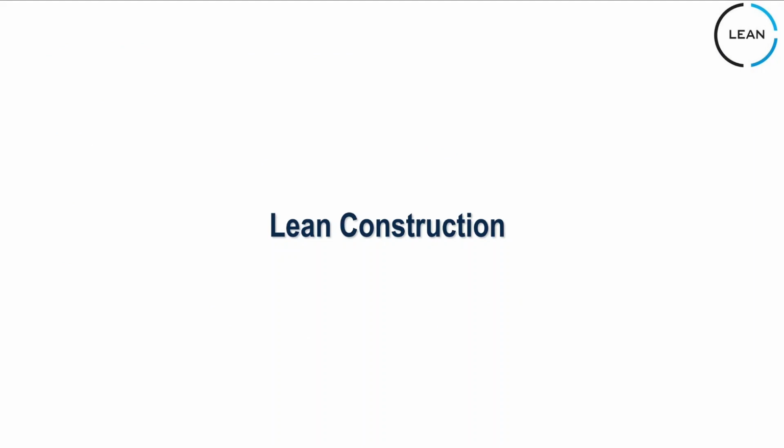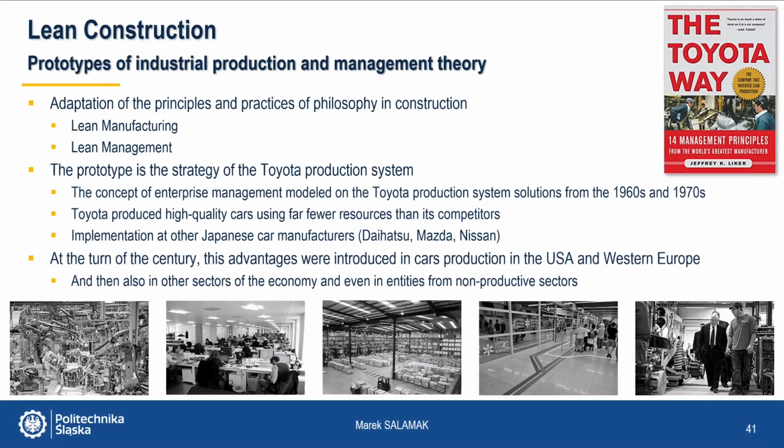We will now jump to issues related to the management of construction processes. First, there will be lean construction. Lean construction is the adaptation of lean manufacturing or lean management philosophy to improve the design and construction process. The prototype of lean construction is primarily the strategy of the Toyota production system. It is a business management concept that developed at Toyota mainly in the 1960s and 70s.